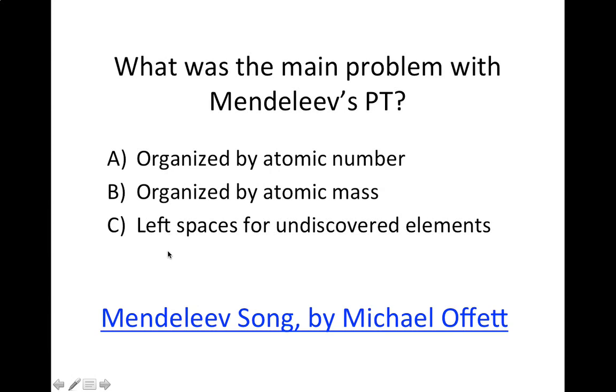So what was the main problem with Mendeleev's periodic table? Well, the biggest problem is that it was organized by atomic mass. Our periodic table is not by atomic mass because of those anomalies, those ones that don't actually fit in with the mass going in order.